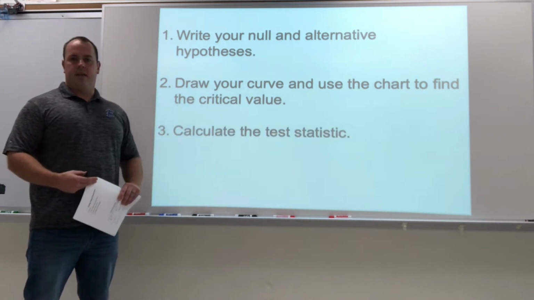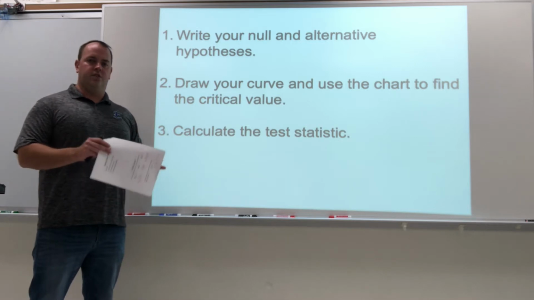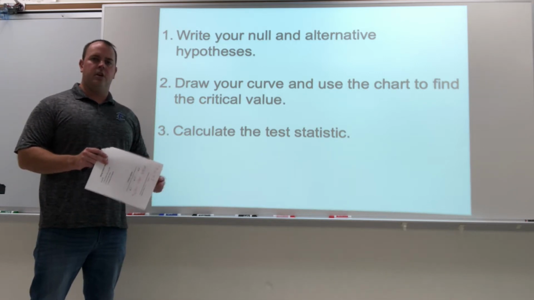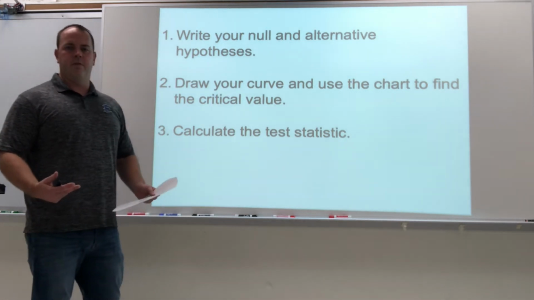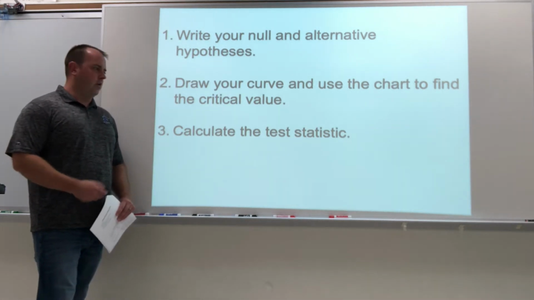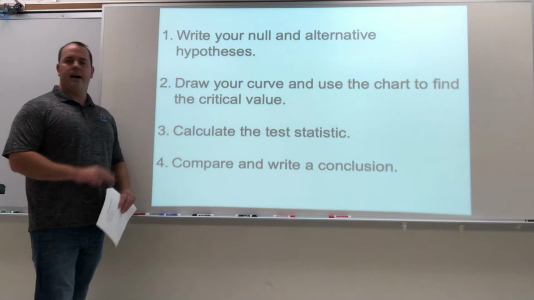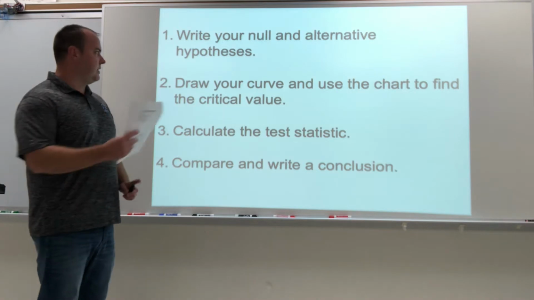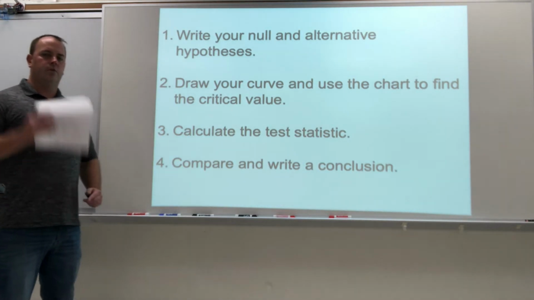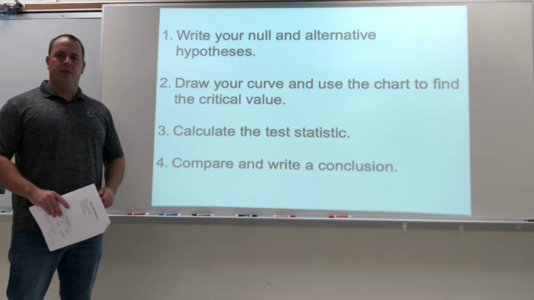And now we're on calculate the test statistic. You need your sample average, sample standard deviation, sample size, and then the value of our mu, what we believe the population average is going to be. We have that out. Now we can compare our numbers and write out our conclusion. Okay, so right there are your 4 steps. So follow these steps, and you should be able to complete a hypothesis test.